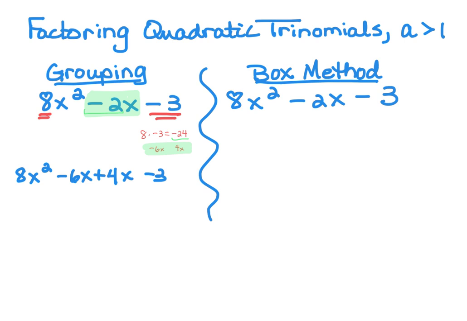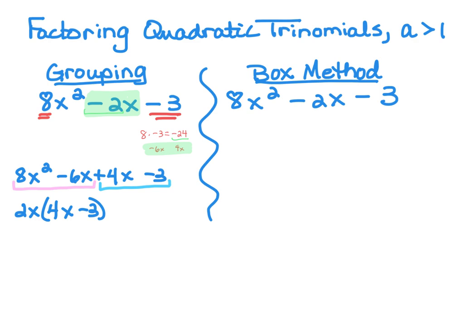So I'll start with the 8x squared minus 6x, and you're going to find the GCF of each of the two terms. And so here the GCF of 8x squared and 6x is 2x. And then what's left inside the parentheses is 4x minus 3.